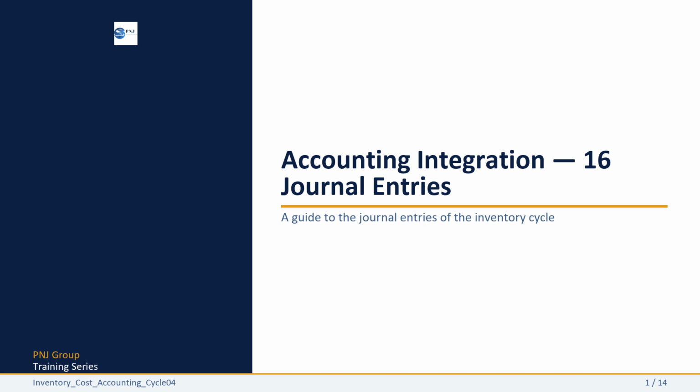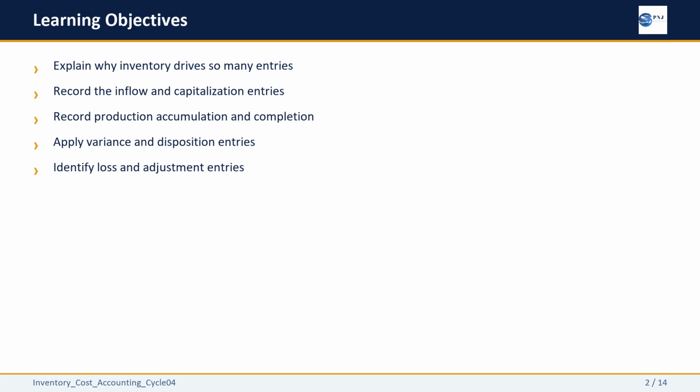Inventory generates more journal entries than any other asset on the balance sheet, and in this section, we group all 16 of them into clusters so you understand not just the debits and credits, but the principle behind each one. By the end of this section, you will be able to explain why inventory generates more journal entries than any other asset, and why every physical movement has a matching ledger entry.